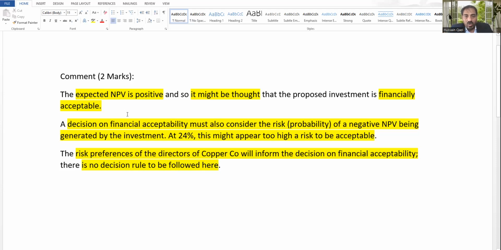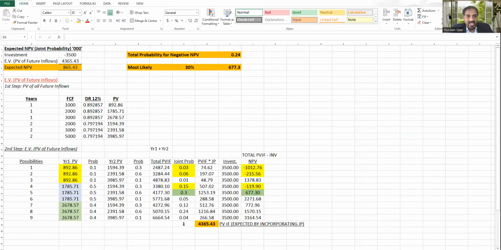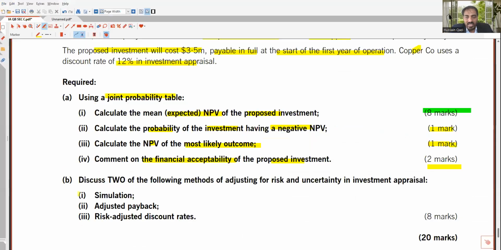So this is what the comment point is about, and that's what we have done about joint probability. The remaining part of the Cooper question is not related to joint probability but to other parts of risk and uncertainty: simulation, adjusted payback, risk-adjusted discounting, which we have already covered. That's an 8 marks question. You have to draft it and check the answer with the guideline I provided on how to draft answers, and your model answer as well.